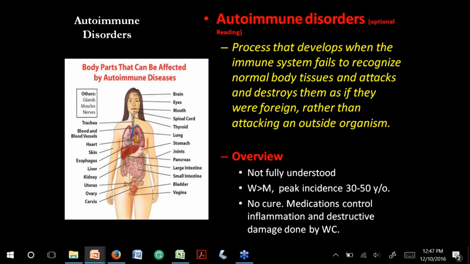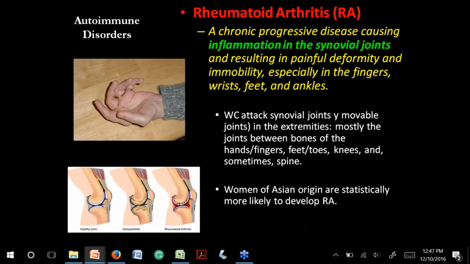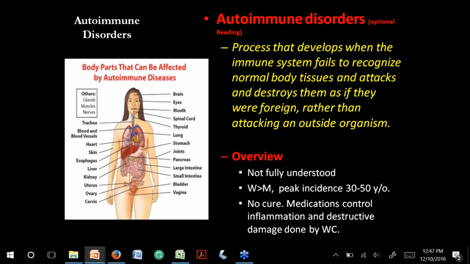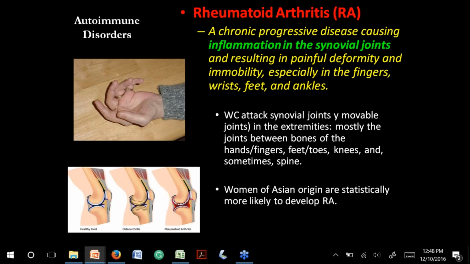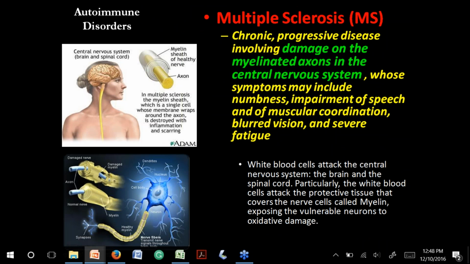All right, so autoimmune diseases. Number one we need to remember is, wait just a moment. Okay, this. Arthritis, autoimmune disease, multiple sclerosis. What is damaged? The myelin.